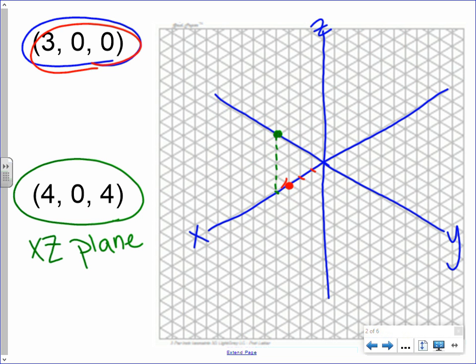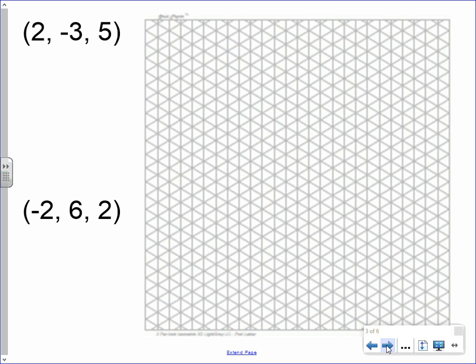You okay, Eli? Yep. Okay. Do those 2 points make sense with your eyes? All right. These are the next two that we are going to plot.